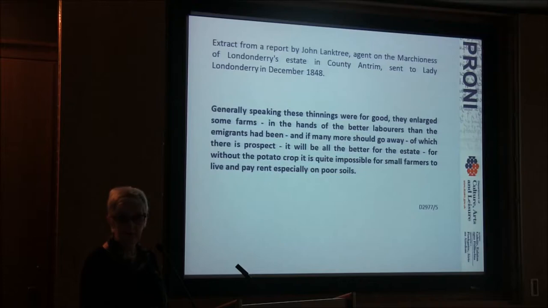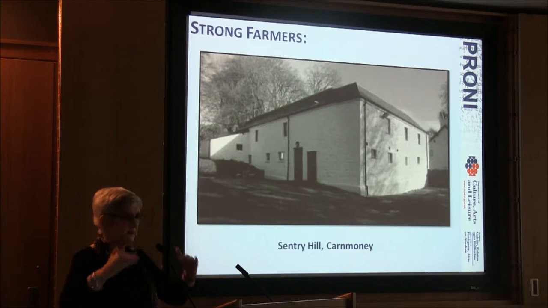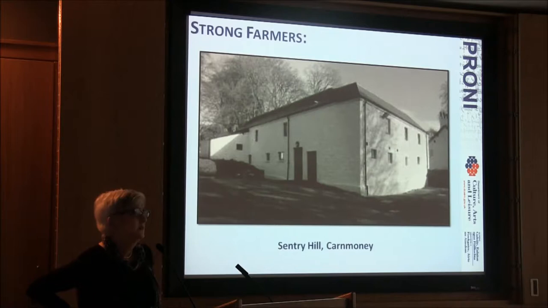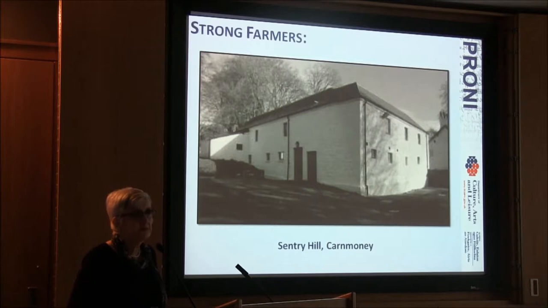Now, underneath them, as I pointed out, in the pyramid system, you get the strong farmers. This is a picture of the farm at Century Hill in Carmoney. Again, we have the records of this here. A strong farmer would have either owned or, more probably, leased his land. But it would have been a good acreage, plenty of room to develop, probably a mixed farm and a bit of weaving as well.